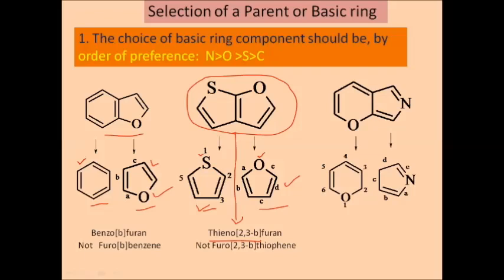Another example, in this, pyran ring and pyrrole ring are fused together. Pyran ring has oxygen and pyrrole ring has nitrogen. So between the nitrogen and oxygen, nitrogen is given the preference. So pyrrole ring is the basic ring and pyran ring is the substituent ring. So the IUPAC name will be pyrano[2,3-c]pyrrole.